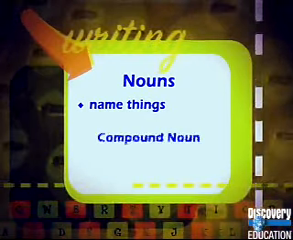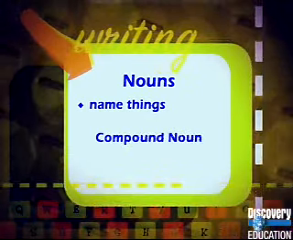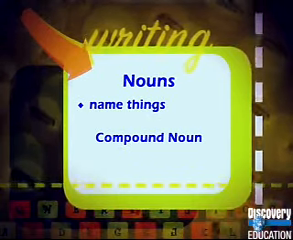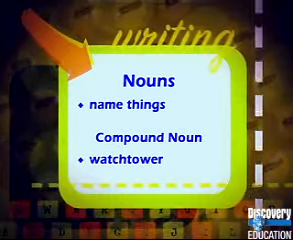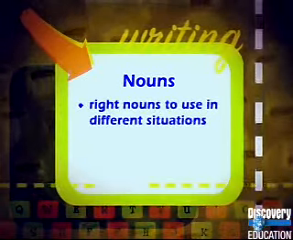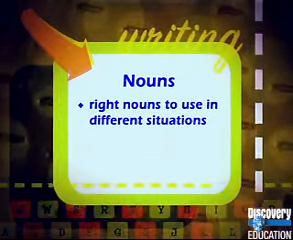Another type of noun is a compound noun. Compound nouns are made up of two or more words. For example, watchtower. It's important to know the right nouns to use in different situations.